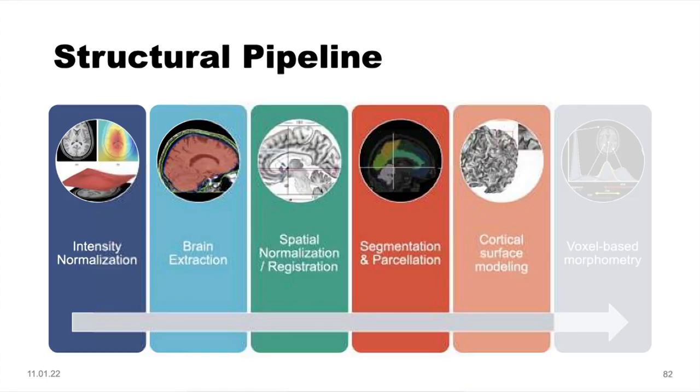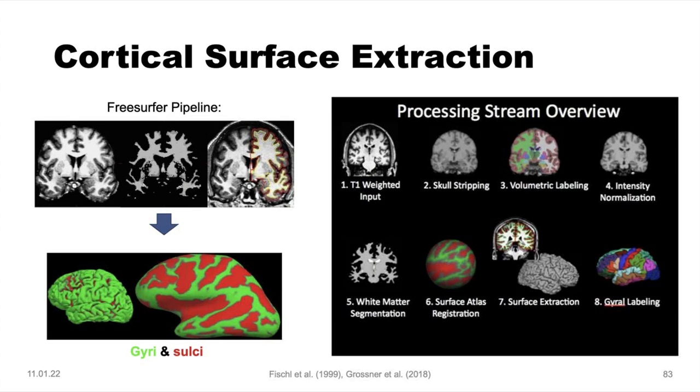Then, as I said, the cortical surface extraction or surface modeling is a more sophisticated step to reconstruct the cortical folding of the cortical surface, as you can see here. So you take the three-dimensional brain volume and you construct a two-dimensional sphere out of it. So the outer layer, basically the surface, and there you can reconstruct in detail the cortical folding patterns.